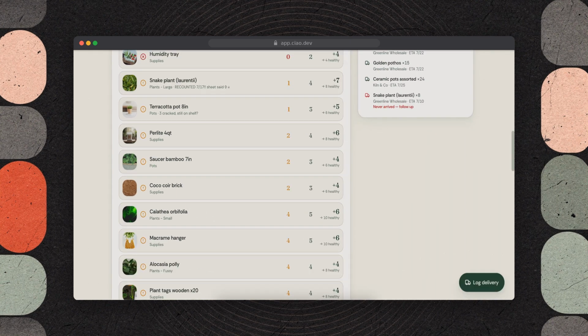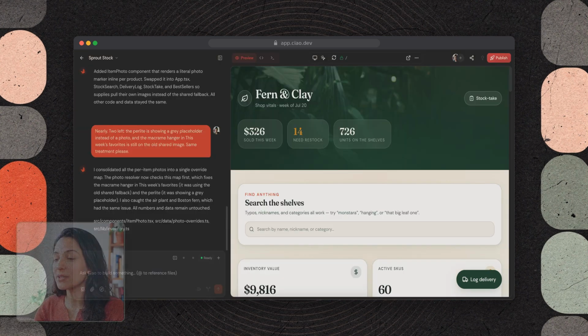And the plants are untouched. I asked about the supplies. It left the rest of the app where it was, so I'm not now rechecking 60 products to see what else moved. Two it didn't get, though.